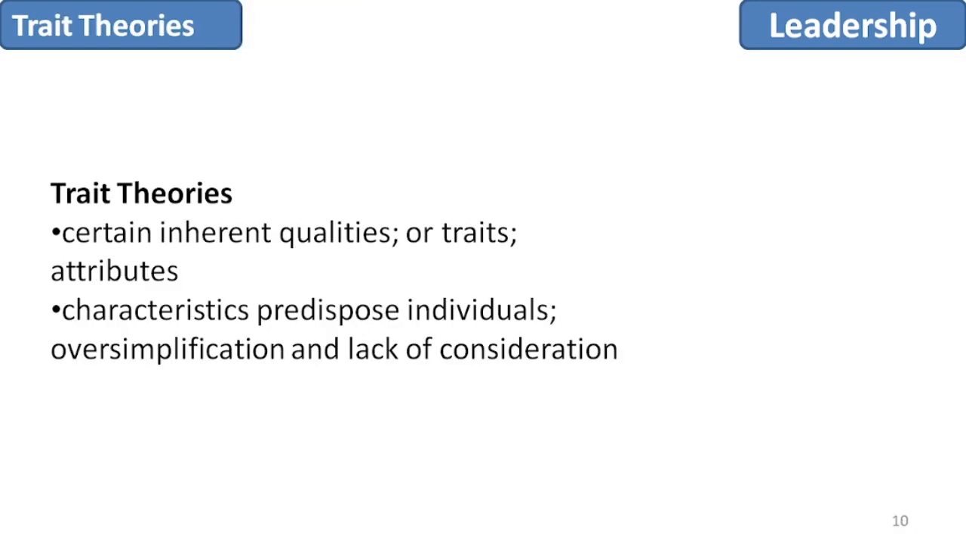Trait theories. Trait theory of leadership asserts that effective leaders possess certain inherent qualities or traits that differentiate them from non-leaders. This theory, rooted in early leadership studies, emphasizes attributes such as intelligence, confidence, decisiveness, and charisma. According to trait theory, these characteristics predispose individuals to take on leadership roles and excel in them. Despite its historical significance, the theory has been critiqued for its oversimplification and lack of consideration for situational factors.